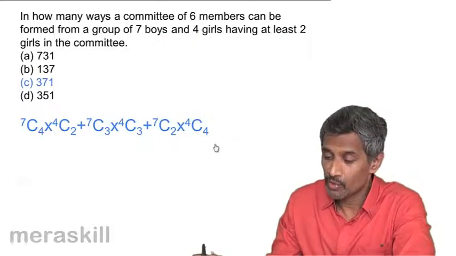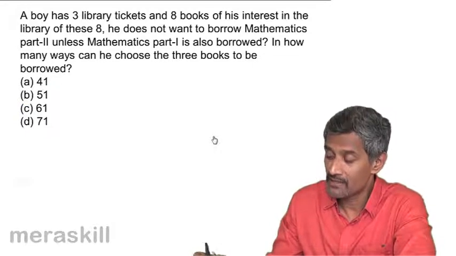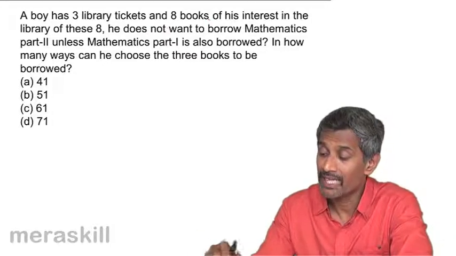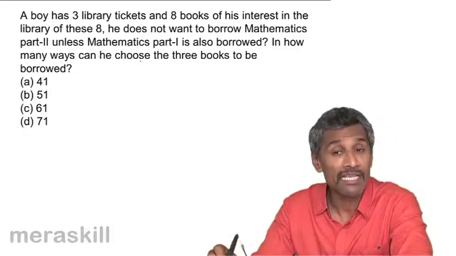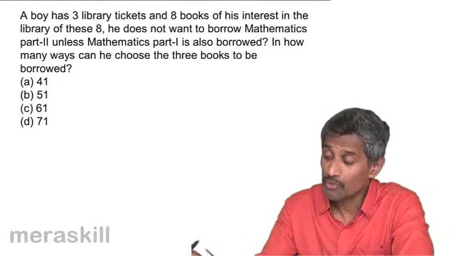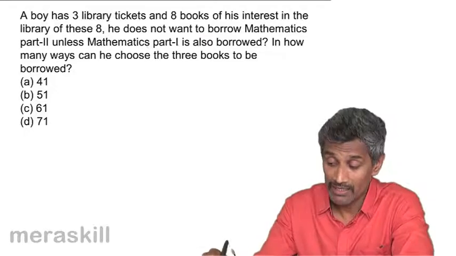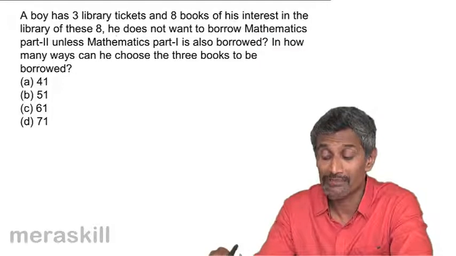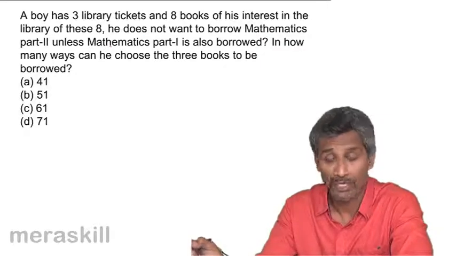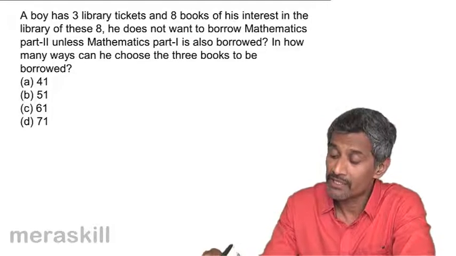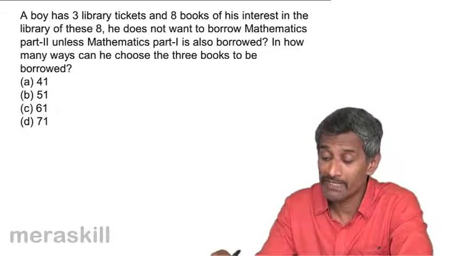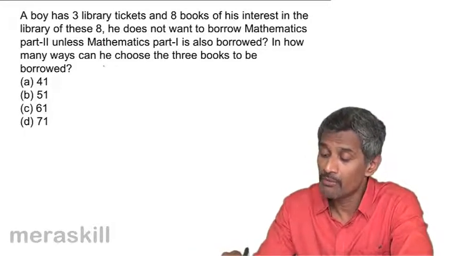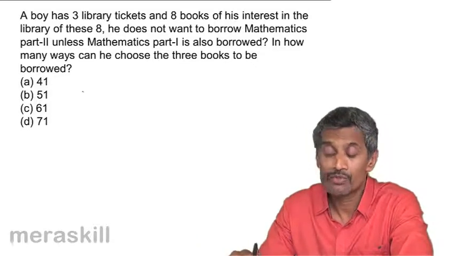Okay. Furthermore, we have a case wherein a boy has 3 library tickets and 8 books of his interest in the library. Of these 8, he does not want to borrow Mathematics Part 2 unless Mathematics Part 1 is also borrowed. That means if Mathematics 2 is chosen, Mathematics 1 also has to be chosen. In how many ways can he choose? However, it doesn't mean that if Mathematics 1 is chosen, Mathematics 2 also has to be chosen. So, in how many ways can he choose the 3 books to be borrowed?